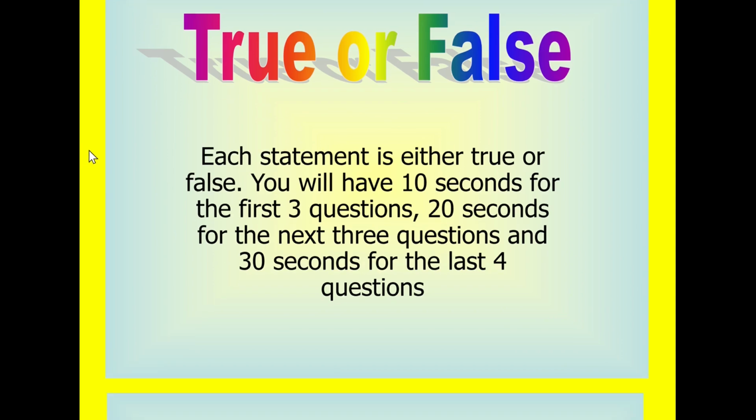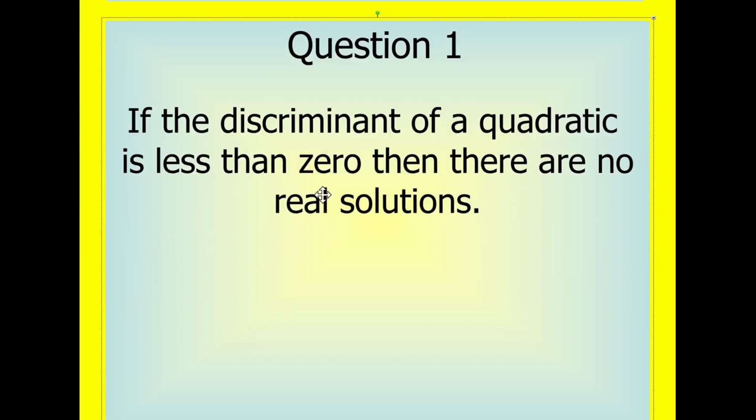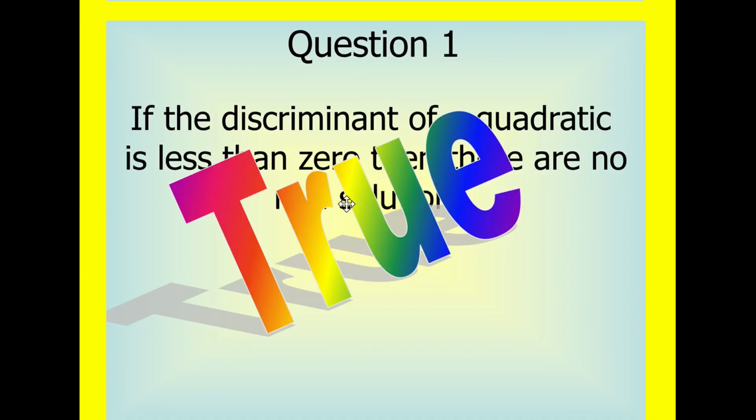Let's go through the answers. Question 1. This is true. If the discriminant is less than 0, b squared minus 4ac is less than 0, we get no solutions. The reason being that we'll be square rooting a negative.